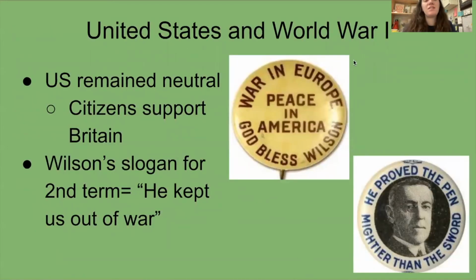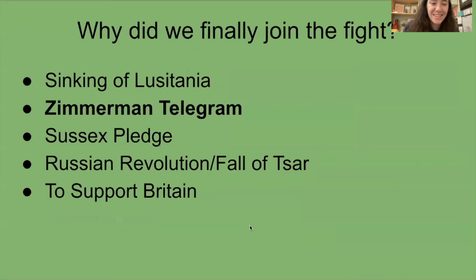So here we see the United States entering World War I. They remained neutral throughout the beginnings, and the citizens are supporting Britain. President Wilson, his slogan for his second term, what he gets elected on, is "He kept us out of the war." So that is his campaign slogan. So why did we finally join the fight? Numerous reasons that I'm going to go over.